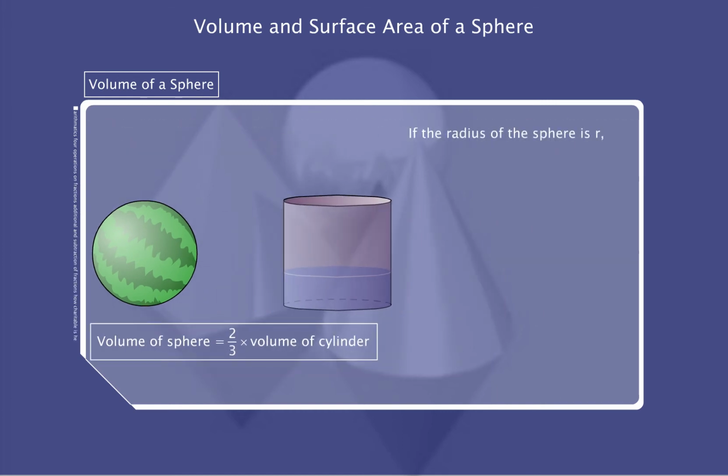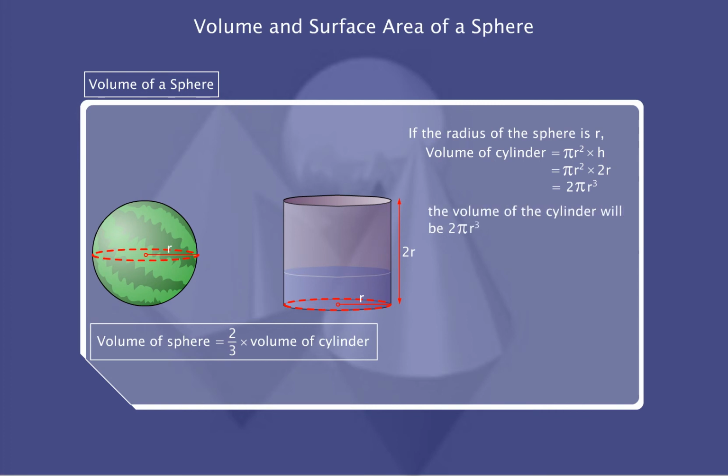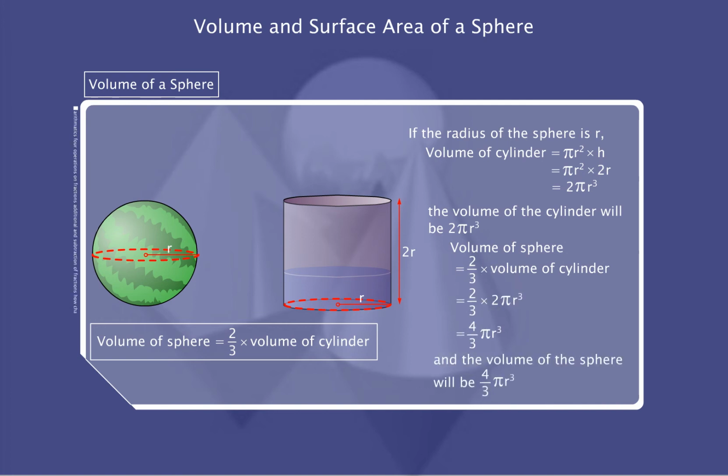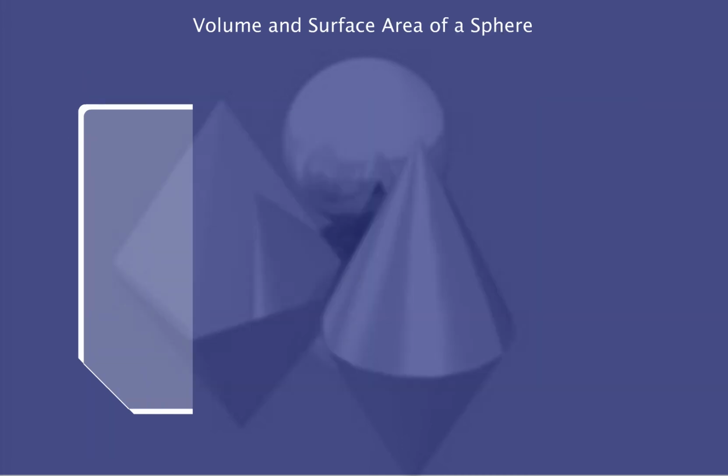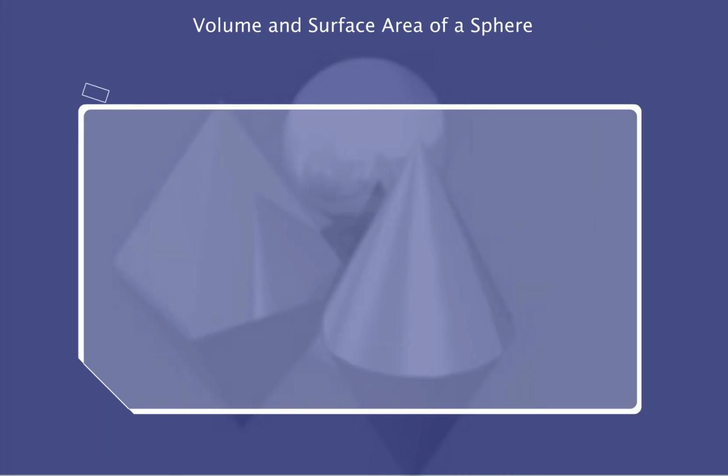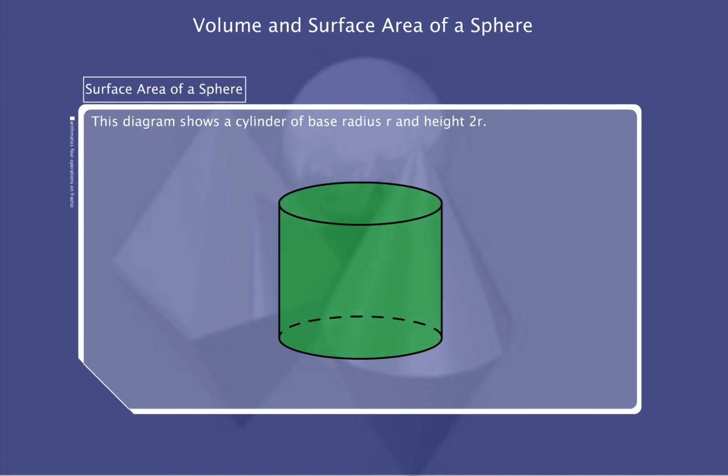If the radius of the sphere is r, the volume of the cylinder will be 2 pi r cubed. And the volume of the sphere will be 4/3 pi r cubed. This diagram shows a cylinder of base radius r and height 2r. Can you find its curved surface area?